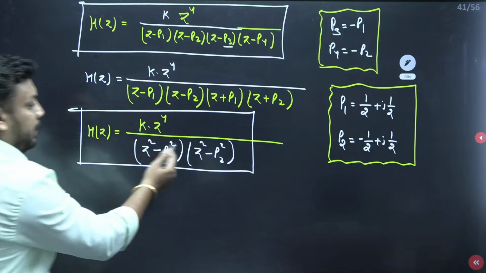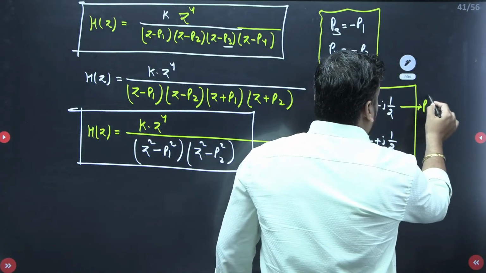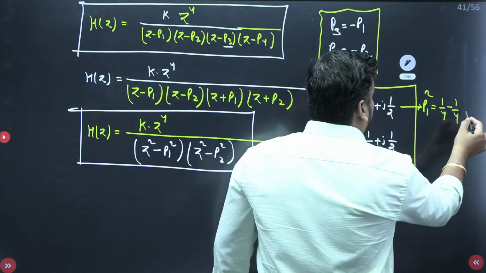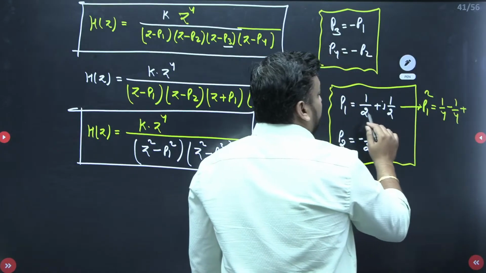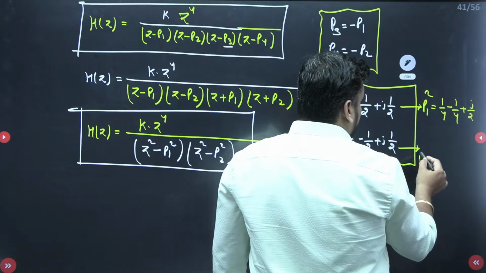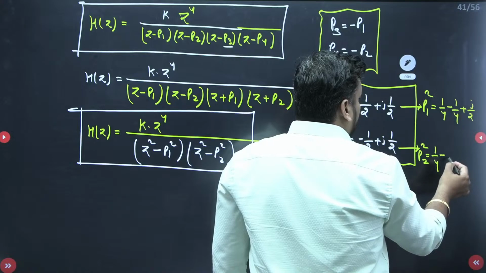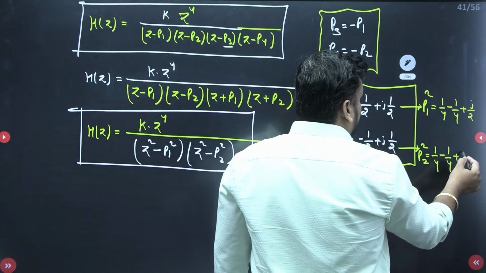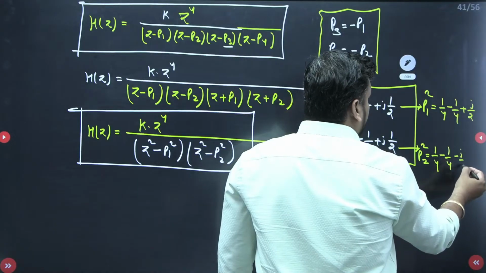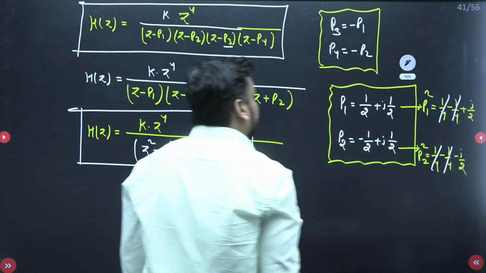And if you make it square, what is P1 square? If I make P1 square, I will get 1 by 4, j square means again minus 1 by 4, and I will get twice AB, which means j by 2. Similarly, P2 square is 1 by 4 minus 1 by 4, and minus j by 2. So the 1 by 4 and 1 by 4 get cancelled.